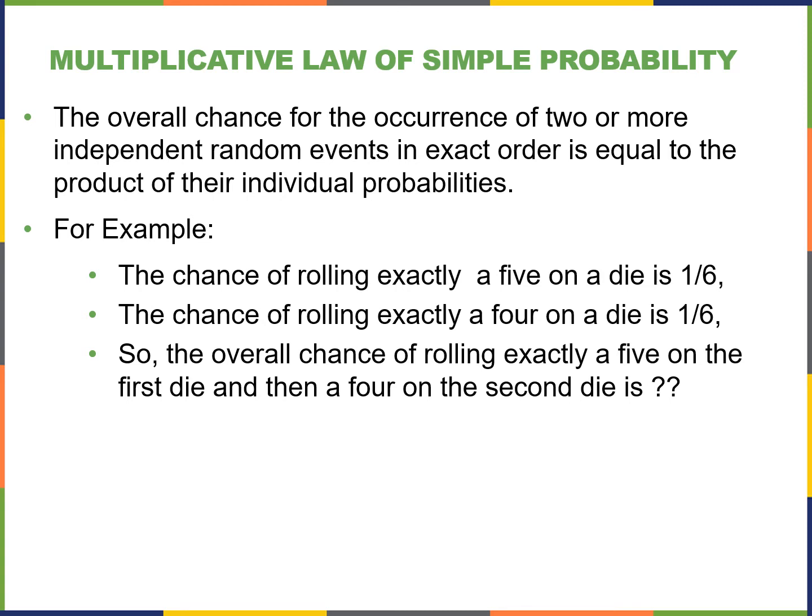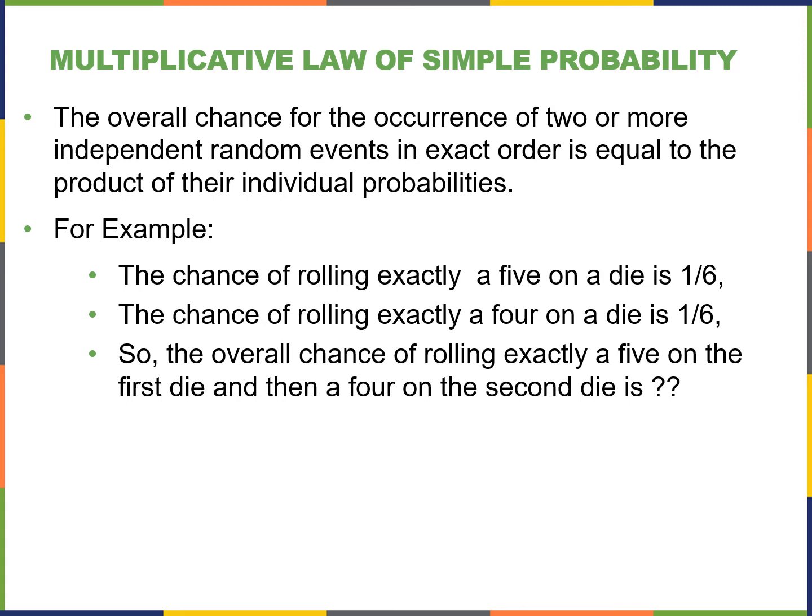So what are the chances of you rolling 2 6s on that first attempt? That has to do with the multiplicative law of simple probability. The overall chance for the occurrence of 2 or more independent random events in exact order is equal to the product of their individual probabilities. So what does that mean?